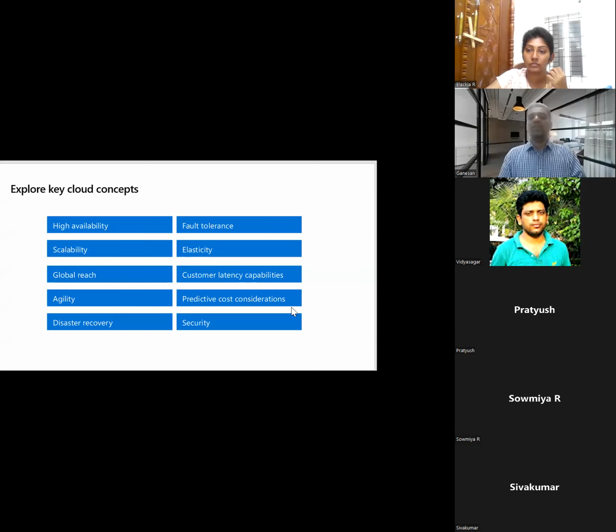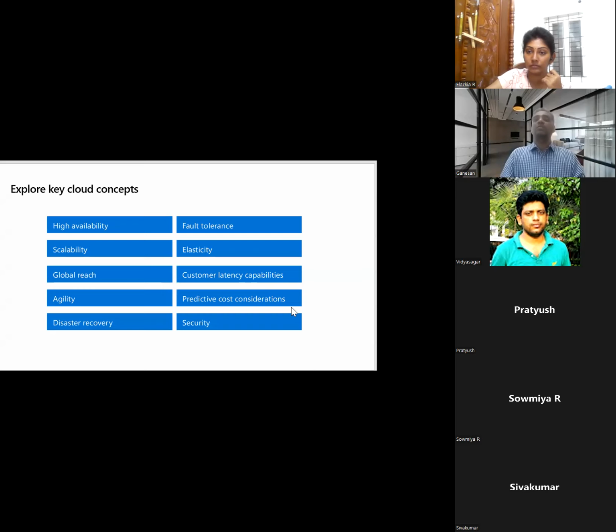Okay. So scalability is nothing but whenever you need, you can increase, and whenever you don't need, you can decrease. Okay. That is what scalability is. Then the fourth one is elasticity. Elasticity is nothing but the same as scalability, but in an automated way.